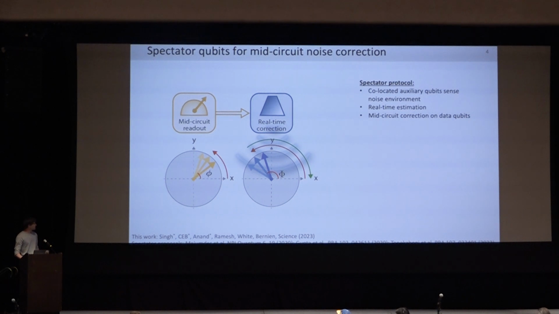And a really interesting scenario comes up if you have a second set of qubits that also feel the same noise field and thus undergo some sort of correlated dynamics. Because it turns out that with a single mid-circuit measurement on that ensemble of spectators, you can actually estimate this phase by measuring, for example, along the y-axis, figure out what that would mean for the data qubits, and correct it in real time.